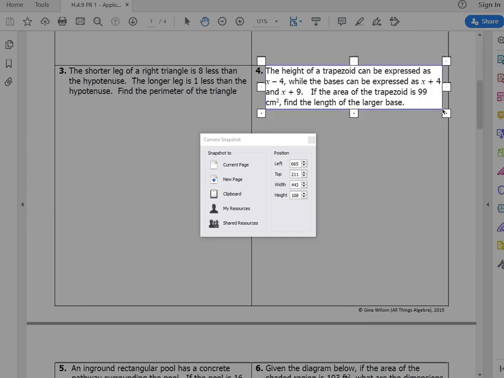Wait, this whole package is due Wednesday? Yes.